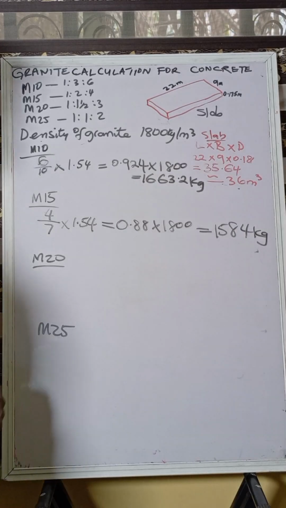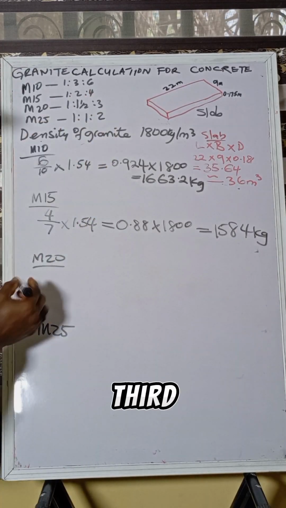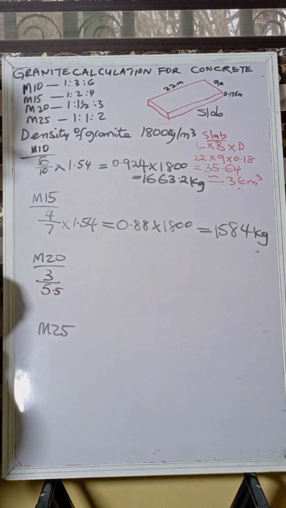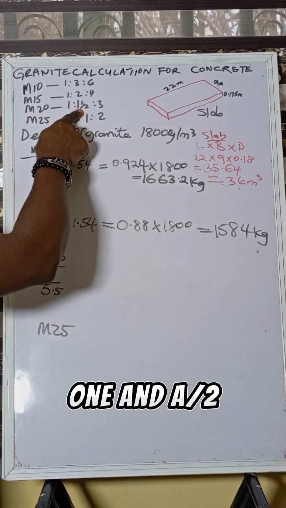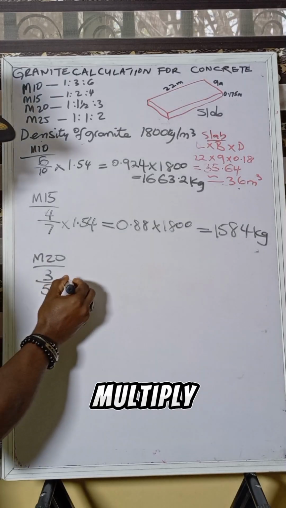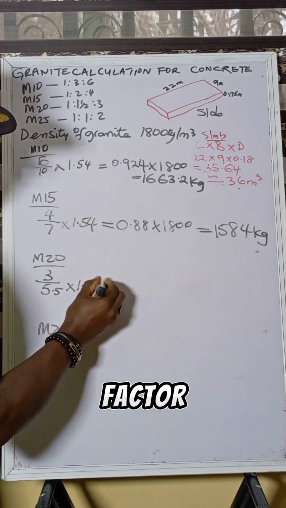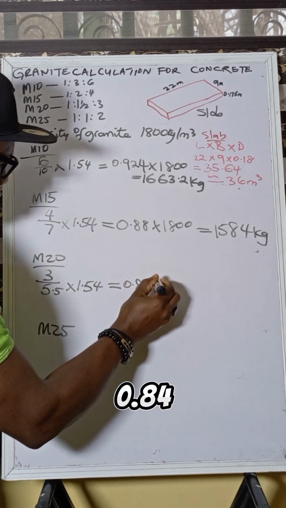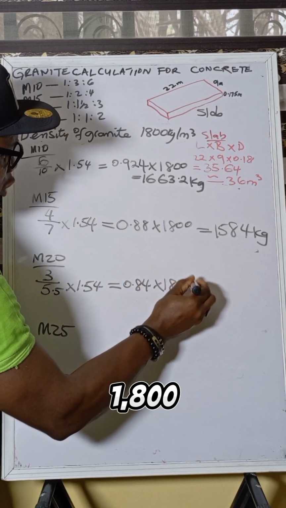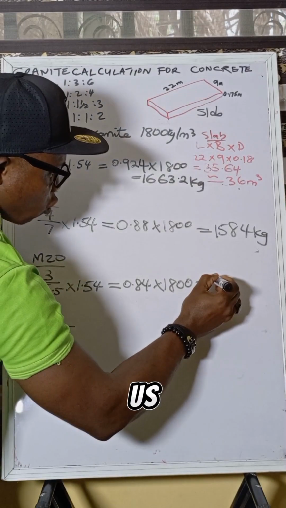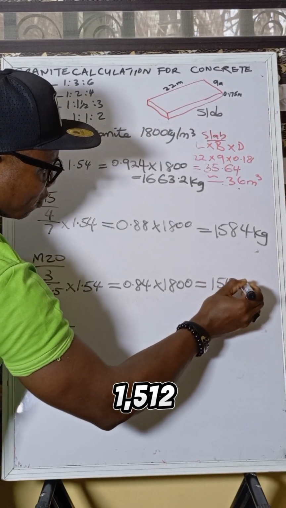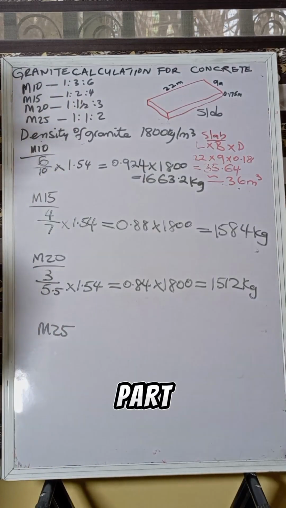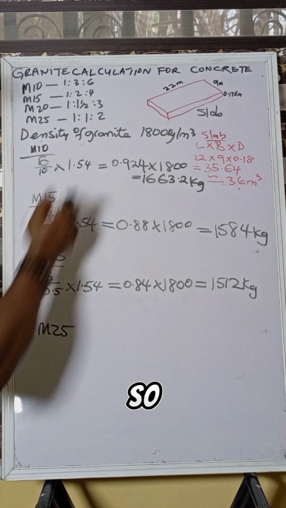M20 is the third part, which is 3 over 5.5, 1 plus 1.5 plus 3 is 5.5, multiplied by the dry factor for concrete. So this will give us 0.84 multiplied by the density, 1,800. It will give us 1,512 kg of granite.